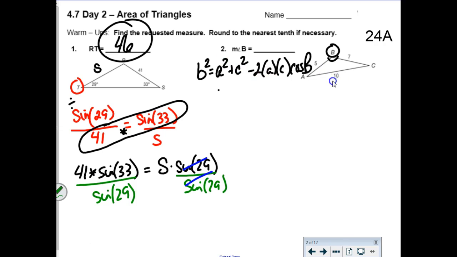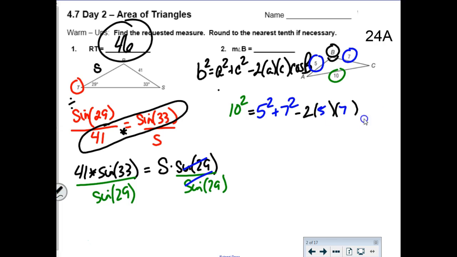All right, leg B is 10. So we're going to plug in our numbers. We have 10 squared equals, and then your other 2 legs can go in any order, but it's 5 squared plus 7 squared minus 2 times 5 times 7, and then times the cosine of your angle. So remember, we don't know the angle, so that's going to be our variable.